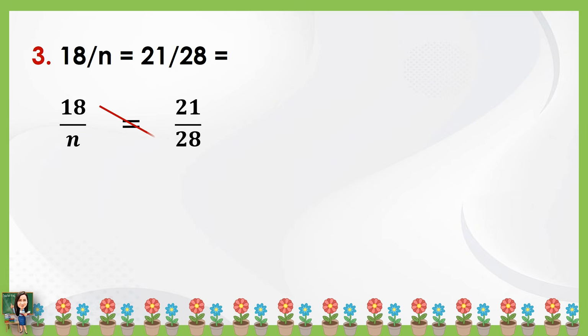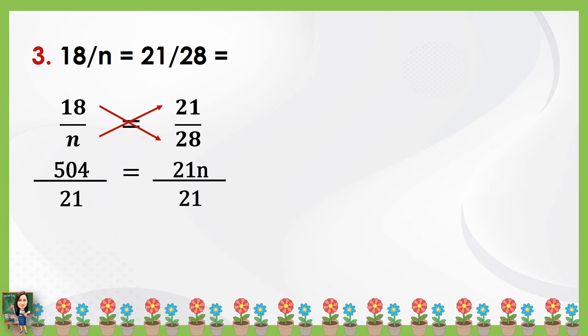21:28. 18 times 28 equals 504. n times 21 equals 21n. Divide them by 21. 504 divided by 21 equals 24. 21n divided by 21 equals n. Therefore, the value of n is 24.